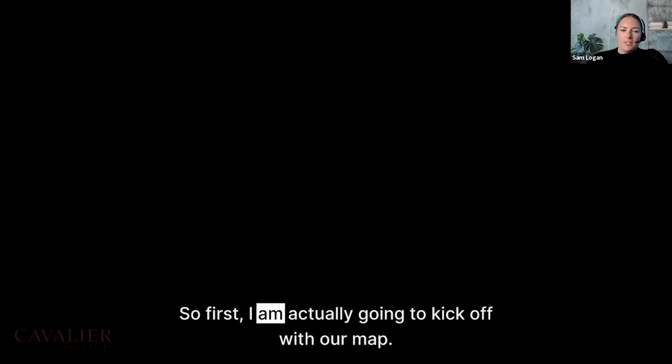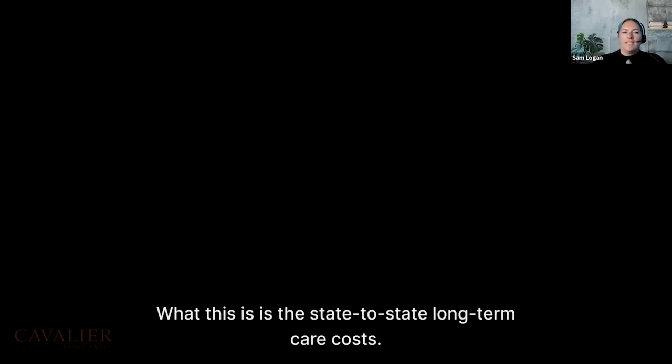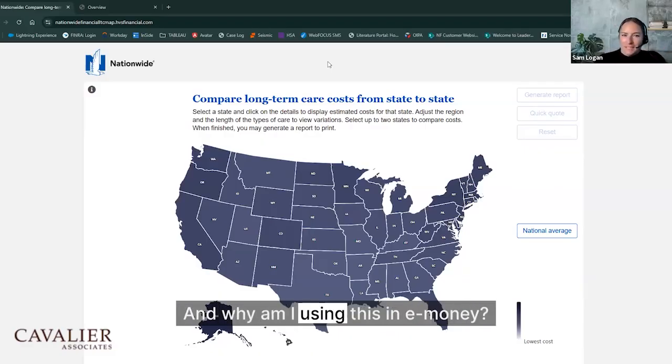So first, I am actually going to kick off with our map. Some people may or may not be familiar with this. This is the state-to-state long-term care costs. And you might be saying, why is this important and why am I using this in eMoney?